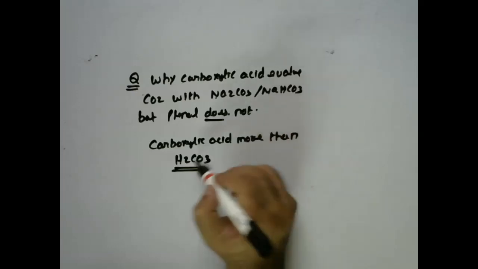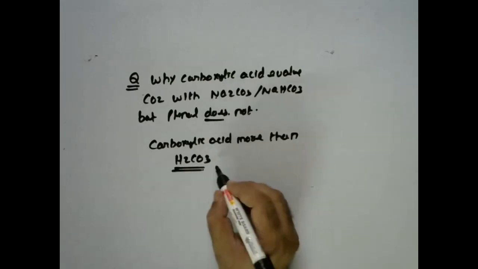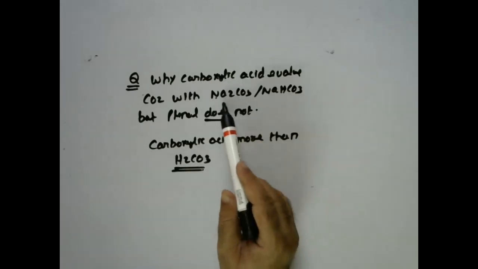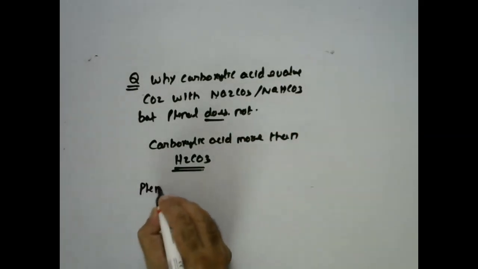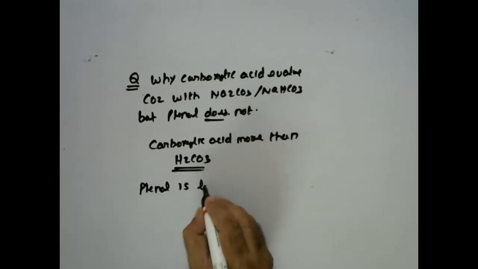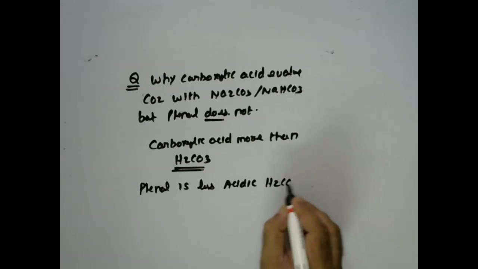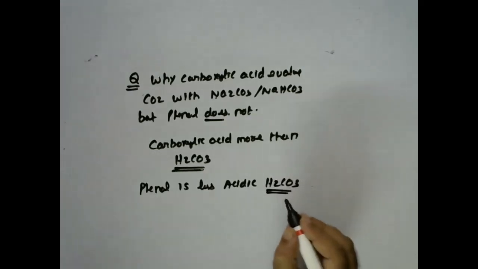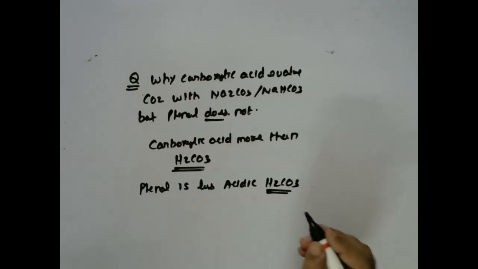And these are the salts of carbonic acid. So since carboxylic acid is more acidic than carbonic acid, it can decompose the salts of carbonic acid, that is sodium carbonate and sodium bicarbonate. Whereas phenol is less acidic as compared to carbonic acid, H2CO3. So phenol is not able to decompose the salts of carbonic acid, namely sodium carbonate and sodium bicarbonate. So phenol doesn't react with sodium bicarbonate and carbonate because of its lower acidic nature.